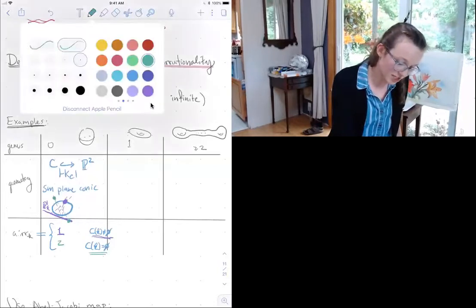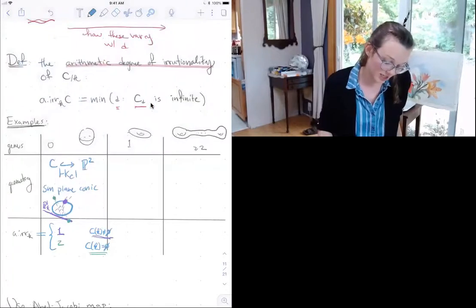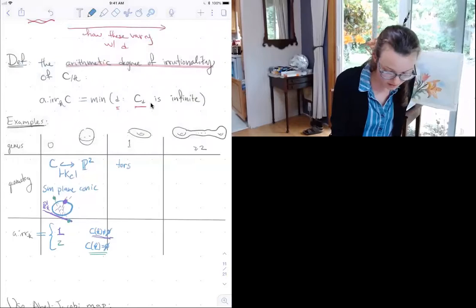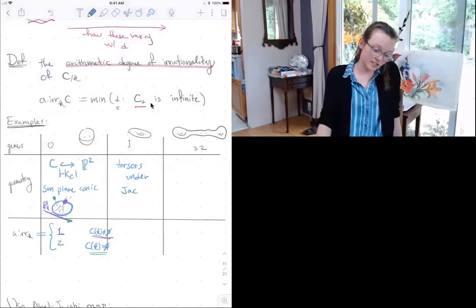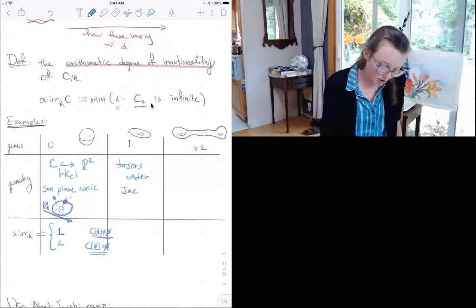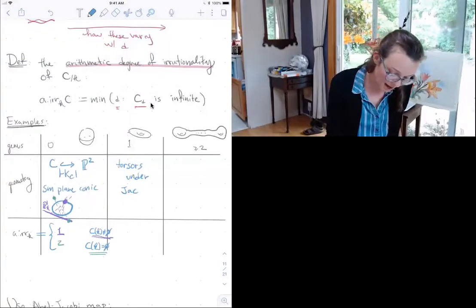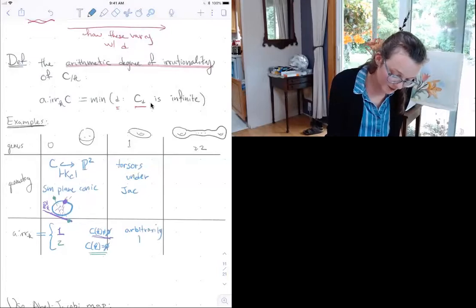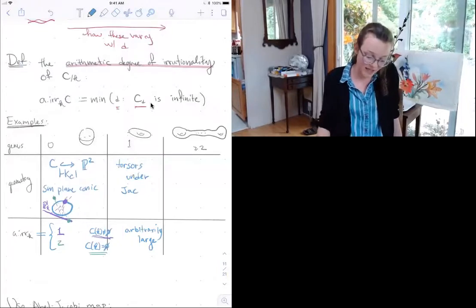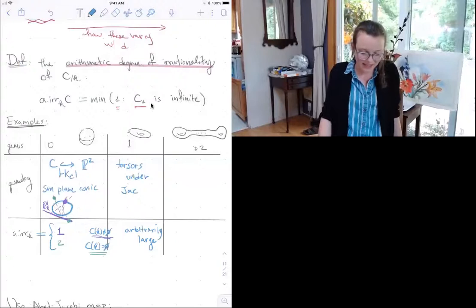Okay, let's step up the genus by 1 and see what's happening in the genus 1 case. So now these are all torsors under the Jacobian of the curve, which is an elliptic curve. And using the structure of the Weil-Châtelet group of torsors, you can show that this arithmetic degree of irrationality can be arbitrarily large. It's not bounded as you vary over all genus 1 curves. So that's something a little bit interesting that happens only in that case.